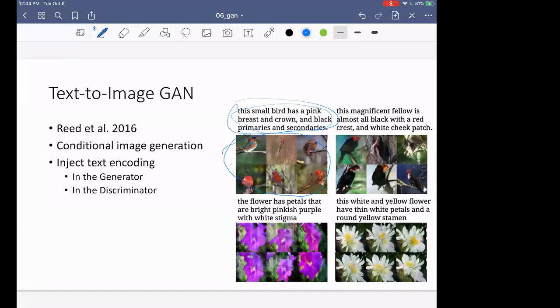And if you look at this, white and yellow flower have thin petals and a round yellow stamen. I don't know what that is either. But at least you can see that there are white petals here, as suggested by the text. And they are all slightly different images. They're not exactly the same. They're pretty similar, but at least the details are different. So you can see that you can use GAN architectures to generate conditionally based on text encoding. So this is one of them.